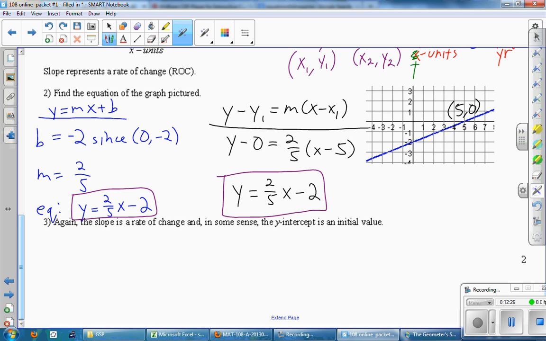And then you have a change of 2/5. Rise 2, run 5. Initial value and slope is pretty much all that you need to figure out what's going on with a line. When you're ready, we'll move to the next page.